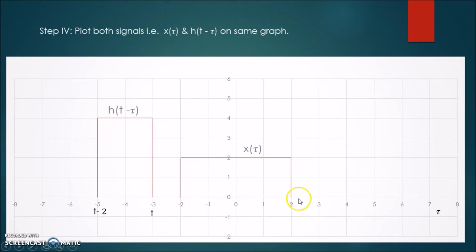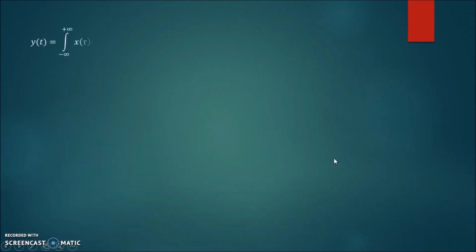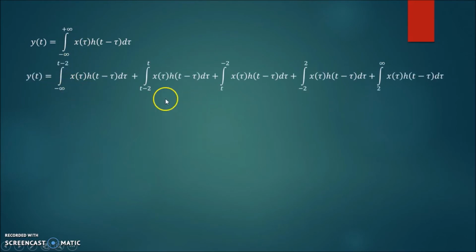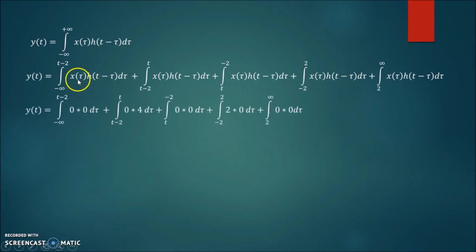But from minus 2 up to 2, here the x of t is existing, but h of t minus tau is not existing. So here, by using the formula for the convolution integral, we can find that this integral can be solved in this way. Here x of tau is not existing between minus infinity to t minus tau, so that's why the value is equal to 0. Similarly, h of t minus tau is not existing between this limit, so that is again 0.